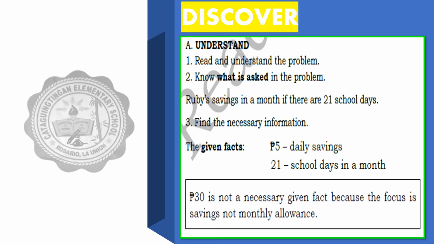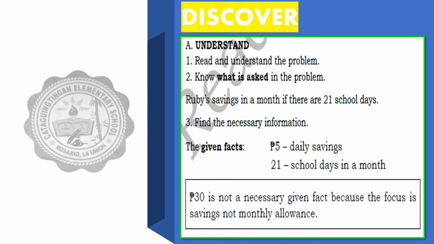So, sa understand tayo. So you should read and understand the problem. So what is asked in the problem? So what is asked in the problem is Ruby's savings in a month if there are 21 school days. So yan yung tinatanong sa problem. Yung savings ni Ruby sa isang buwan na kung saan may 21 school days.